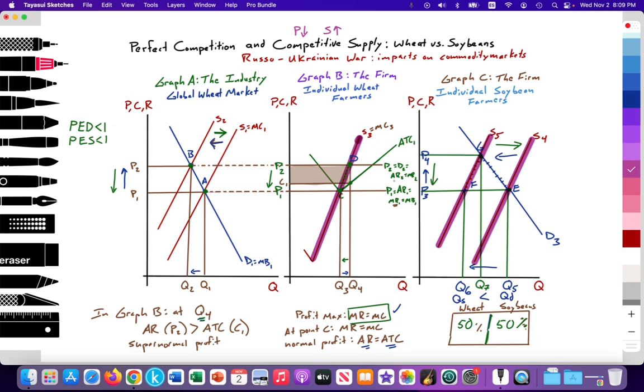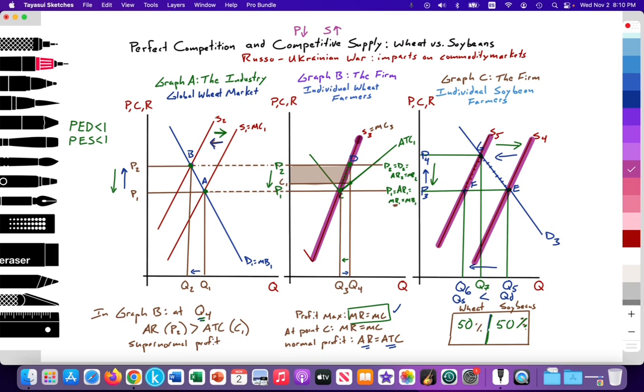As can be seen, we're illustrating the connections between perfectly competitive market structures and competitive supply. We're looking at wheat versus soybean production and the impact of the Russian-Ukrainian war on commodity market prices. In graph A, we're illustrating the industry or the global wheat market. Graph B, we're looking at the firm or an individual wheat farmer. In graph C, we're looking at another firm, the individual farmer generating soybeans. On the y-axis, we're measuring price, cost, revenue, and on the x-axis, we're measuring quantity in all three graphs.